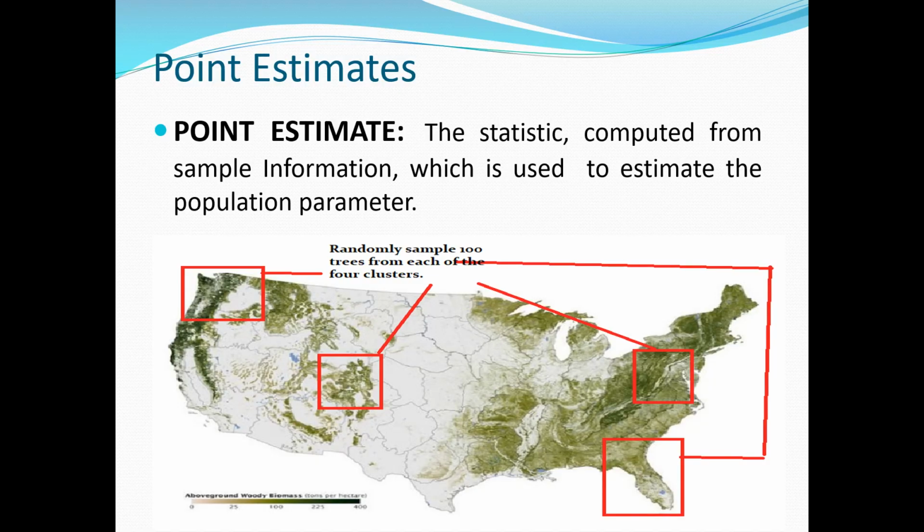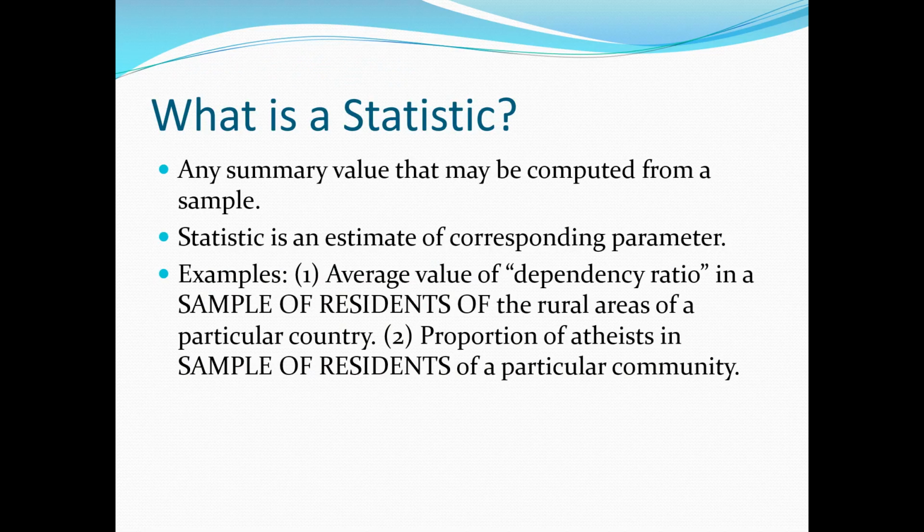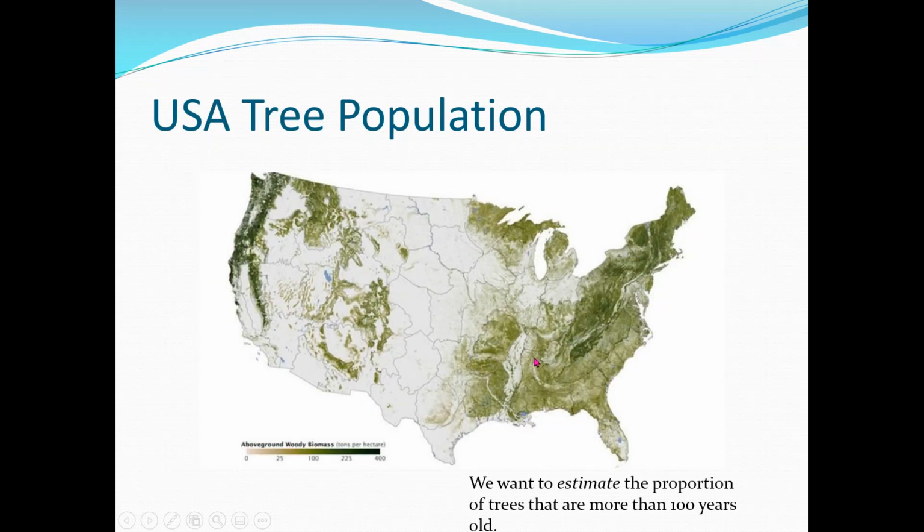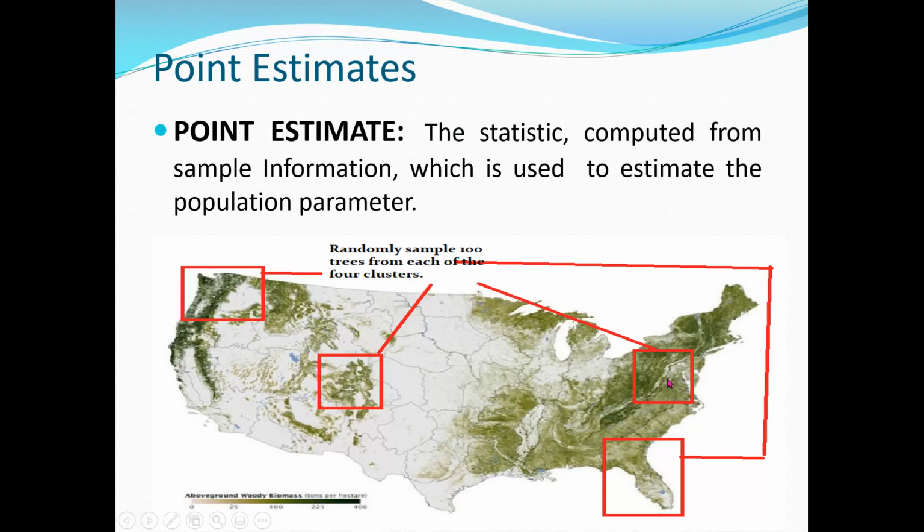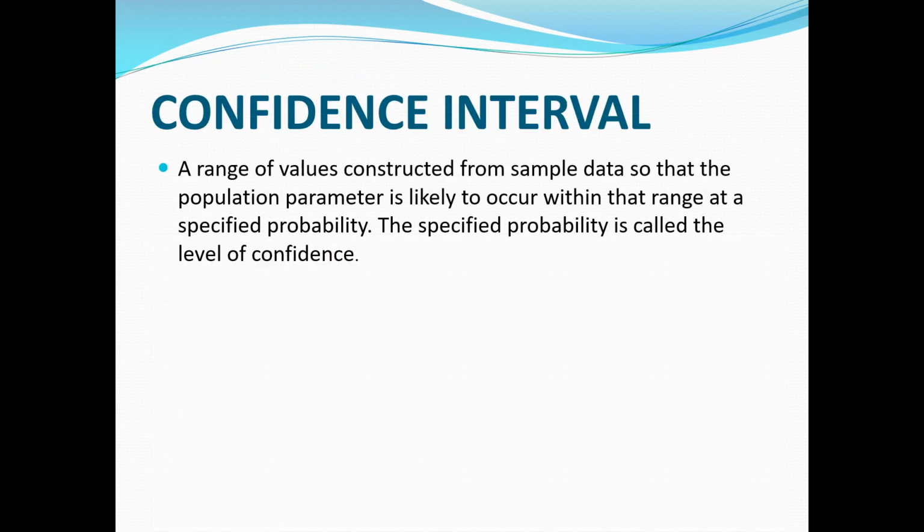Why is it a point estimate? Because it's a single value, right? A statistic is a single value, and that single value is an estimate of the parameter. For example, the proportion of trees out of these 400 that are greater than 100 years of age is an estimate of the proportion of trees greater than 100 years of age in this entire population, right? So a statistic is a point estimate.